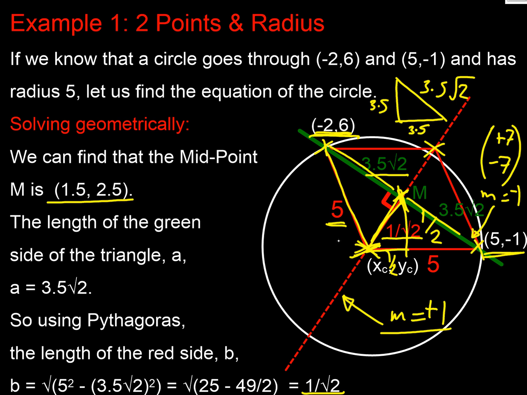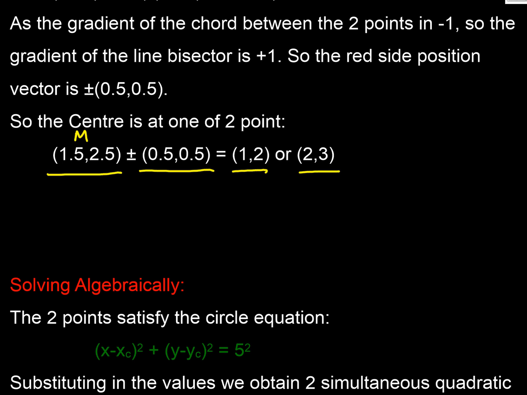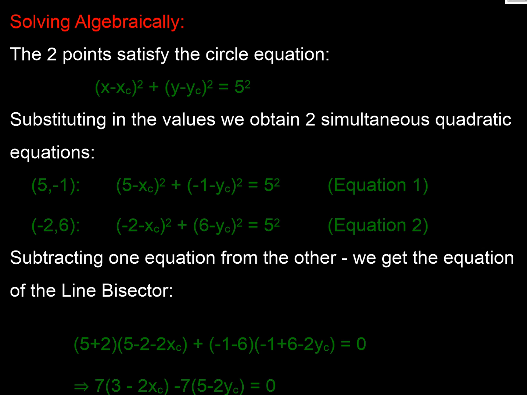So here are our two potential centres, (1, 2) or (2, 3). There you go. Okay, so that's one way of doing it. We could also do it algebraically, couldn't we? Here's our generalized equation for that circle. We know the radius is 5, so we can put our 5 squared here. We just don't know where the centre is.